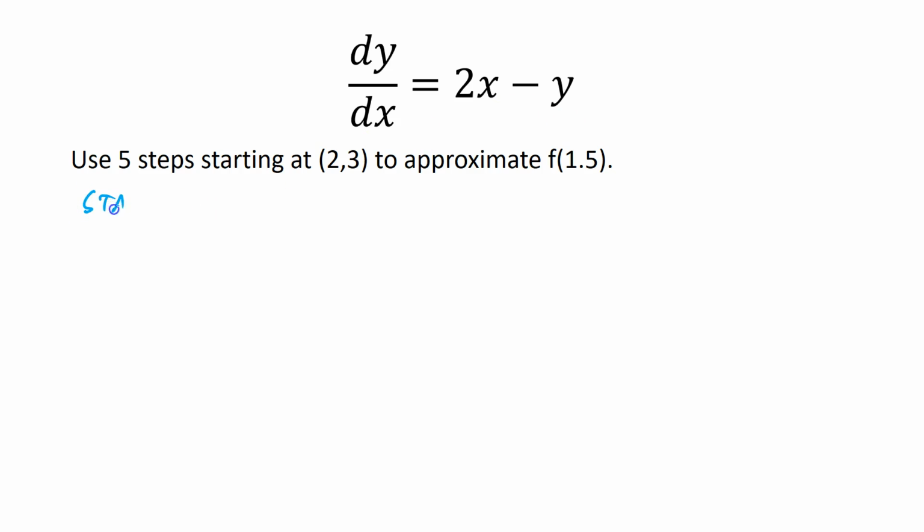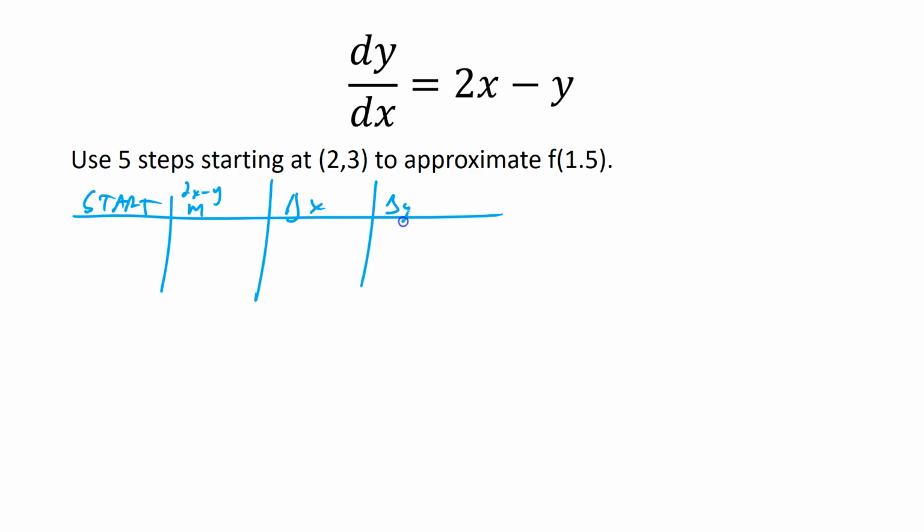So we got our start. We got our slope, which in this case is going to be 2x minus y. Got our delta x, and then we got our delta y, which is m times delta x. And then we have our new point. So we're going to start with the point 2, 3. The slope in this case is 2 times 2 is 4 minus 3 is 1.